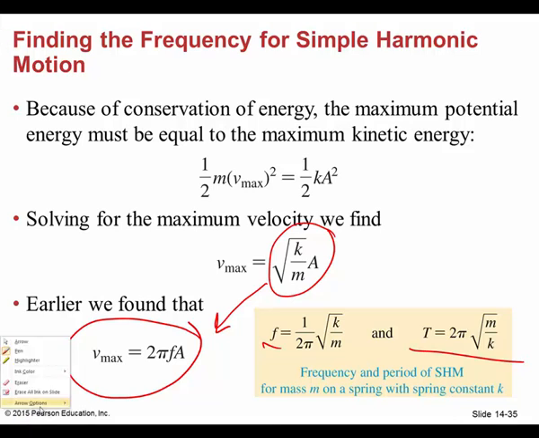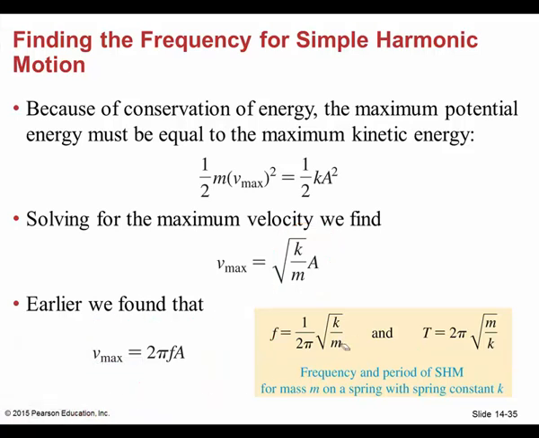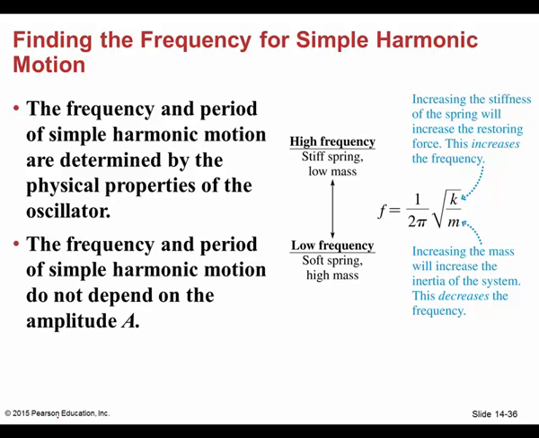I like how they annotate these things. Notice right here, it is for an object that is in harmonic motion on a spring, a mass on a spring. Please write them down that way.